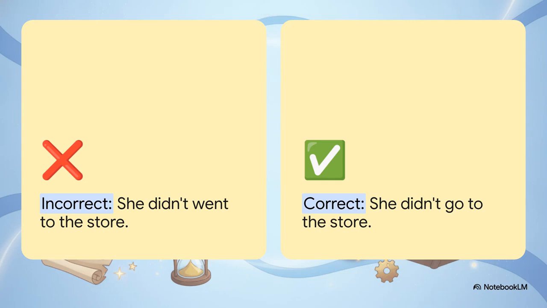Have you ever caught yourself making this exact mistake? In a quick text or a rushed email, something like, she didn't went to the store. It happens all the time, but it's fundamentally incorrect. Why? Because didn't and went are literally fighting over the past tense. You only need one. The correct version: she didn't go to the store. Let didn't do its job, which allows go to just stay in its pure base form.